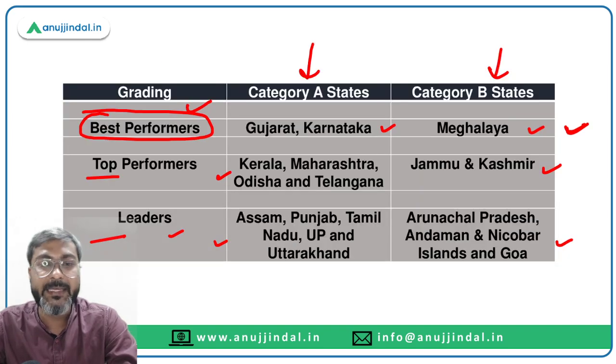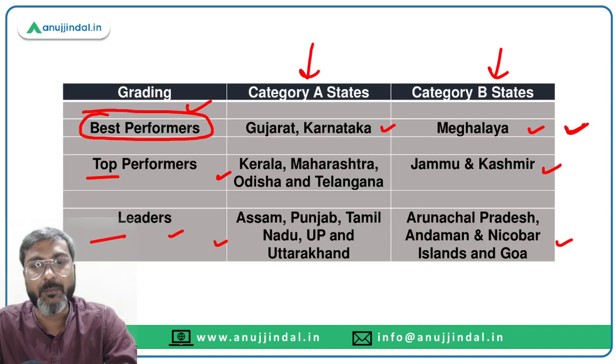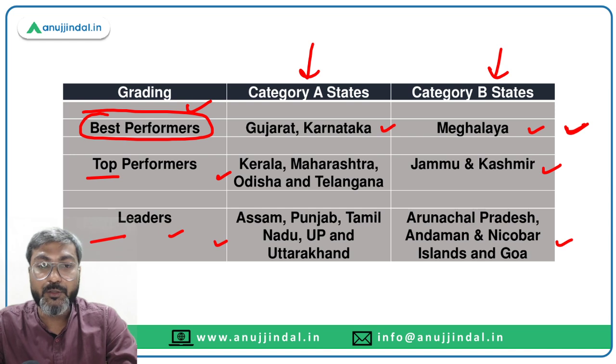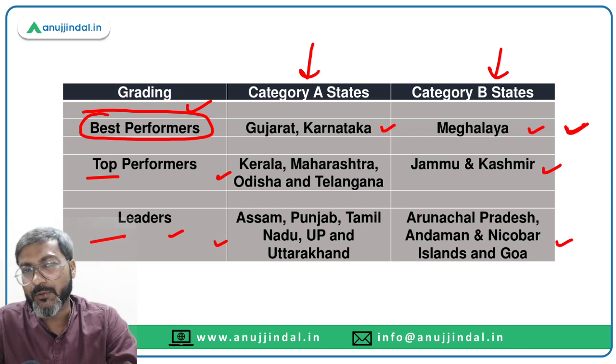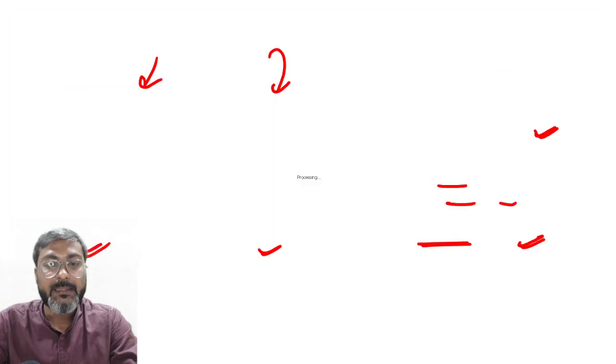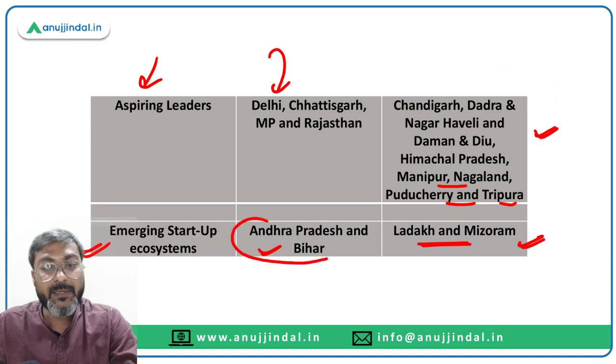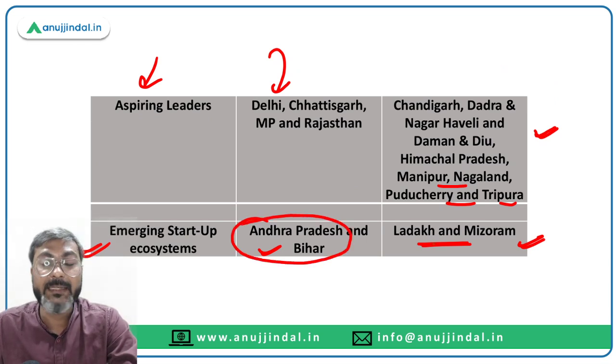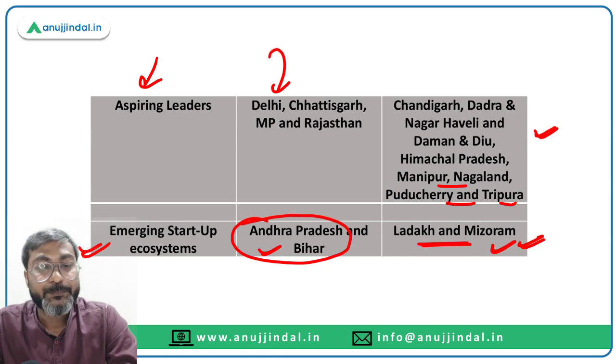Now you must be wondering, how will we remember so many? So you don't have to remember the list of all the states in category A and B. You just have to remember those categories or those grading where you have one or two states only, because generally the question will come from those. Like this, category B best performer, category B top performer, right? Emerging startup ecosystem, where are they? There are only two, Andhra Pradesh and Bihar in category A states, while in category B again there are only 2, Ladakh and Mizoram. So such type of information you have to remember from these rankings, right?